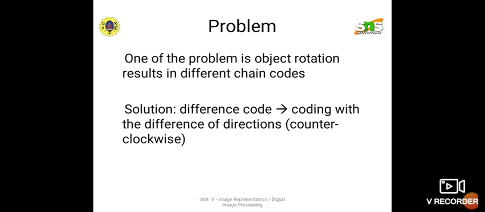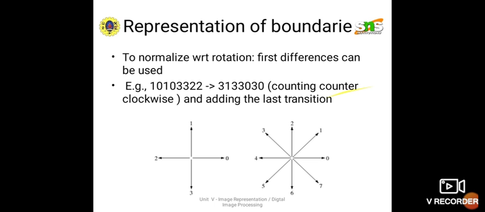Next, one of the problems here in chain code is object rotation. So if you rotate the object, we'll have different chain codes. Okay, the solution is we use difference code, that is coding with the difference of direction, so counterclockwise. So how will you find the difference of direction? We'll see here.